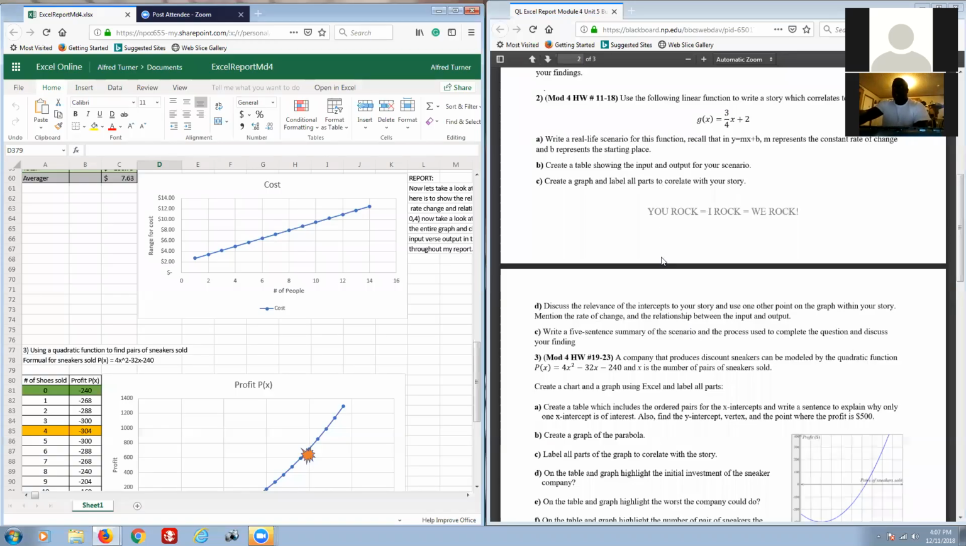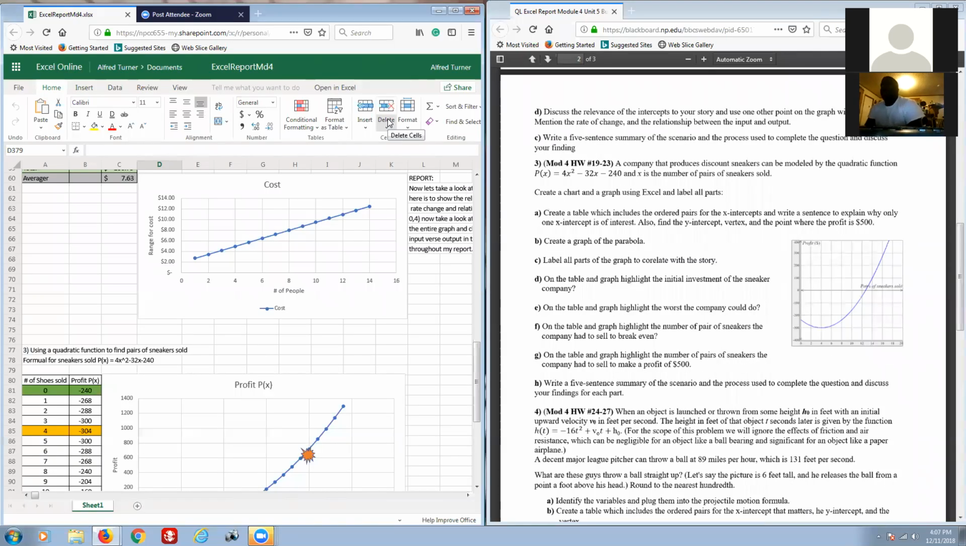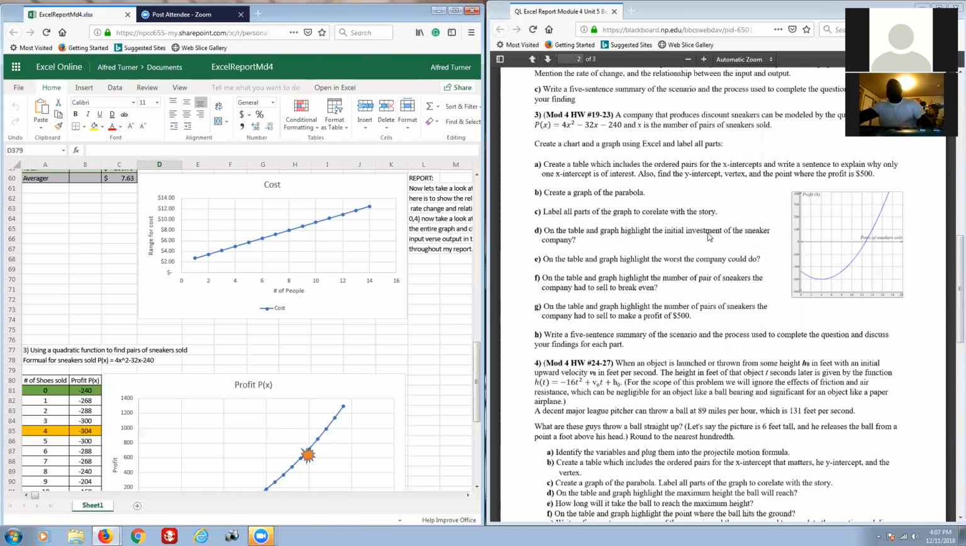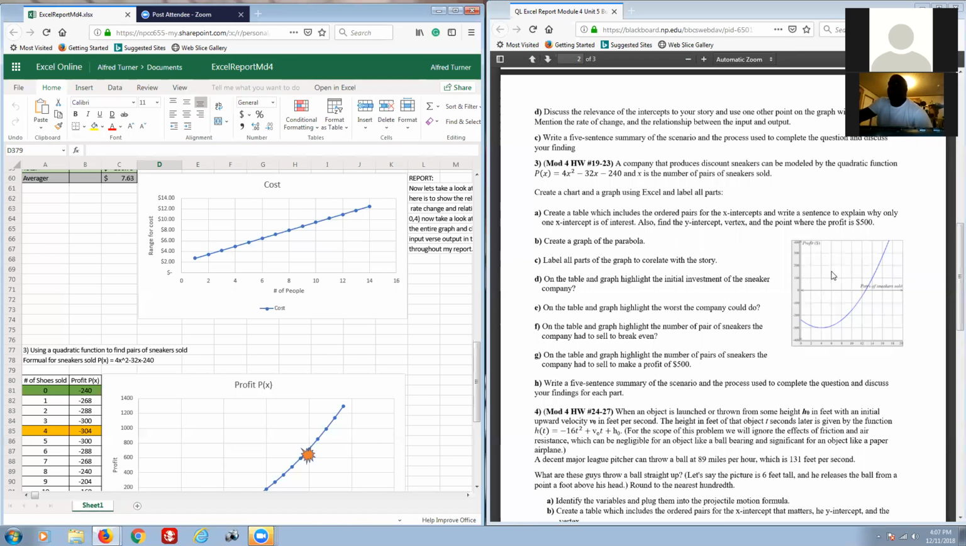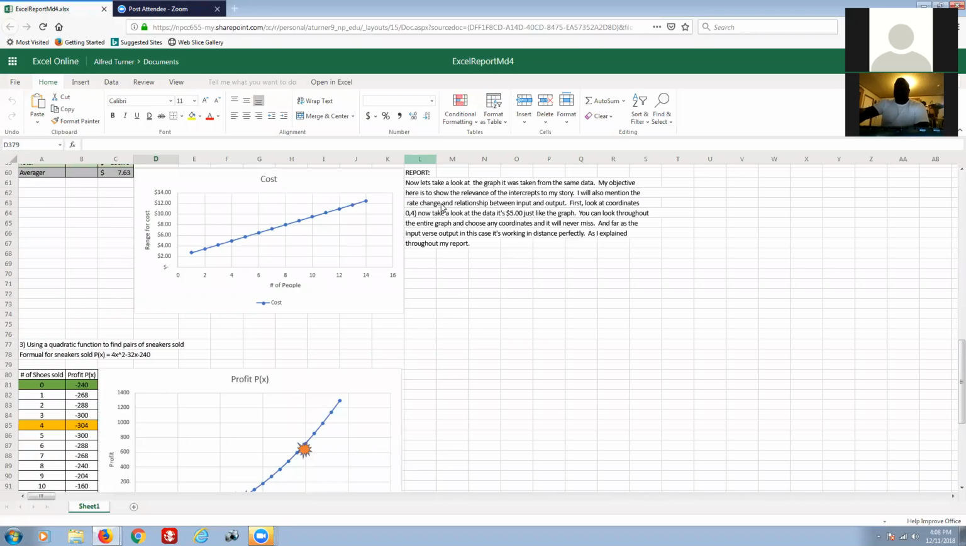Number 3. We actually did this problem before, throughout the course of the semester, the Snicker Company. I'm going to create a table. I'm going to create a graph. I'm going to label my parts. I'm going to highlight and put little notes on to let you know. Then I have a few questions to answer as far as profit and all that. It's pretty much self-explanatory, like I told you. We've done this one before.